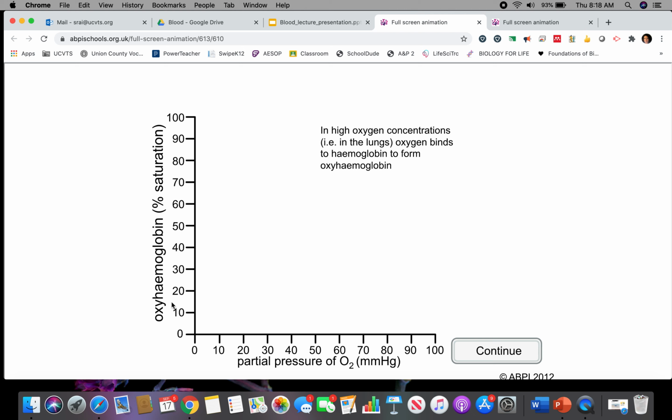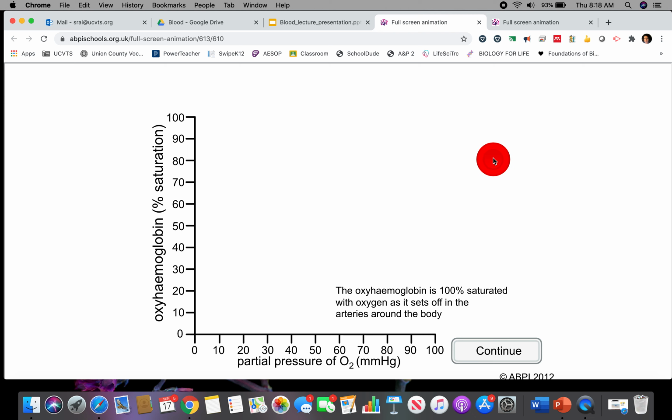And oxyhemoglobin, on the y-axis, we are looking at how much of the oxygen is present within this hemoglobin molecule. At high oxygen concentration, oxygen binds to hemoglobin to form oxyhemoglobin. So you can see this is the hemoglobin, and it will absorb 4. Each hemoglobin molecule can absorb 4 oxygen.